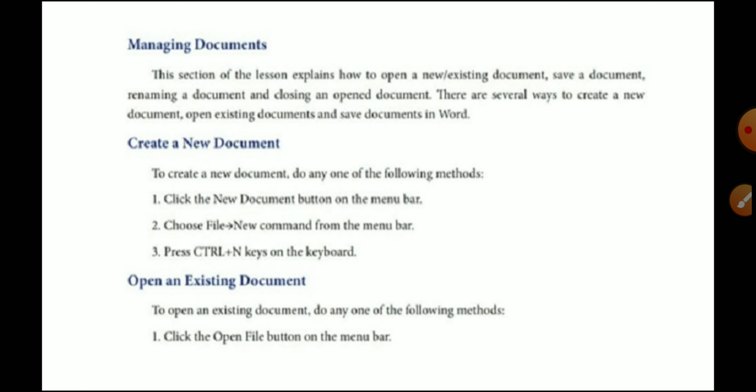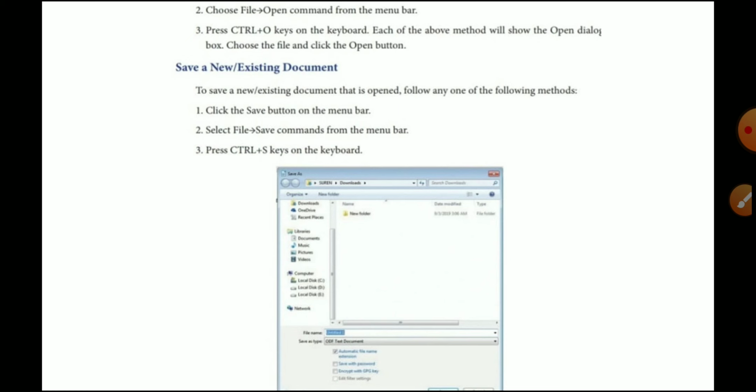It will open a new document. Next one, open an existing document. Go for the menu bar, File, Open. Otherwise, the shortcut key is Control O, the open key. That key is on the keyboard itself. You have to use that key to open a document.